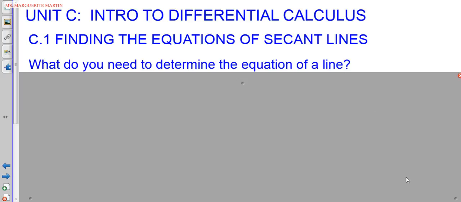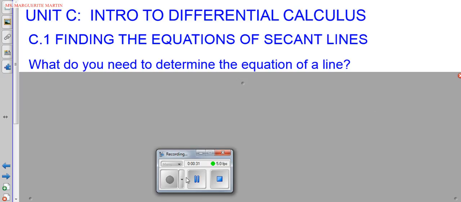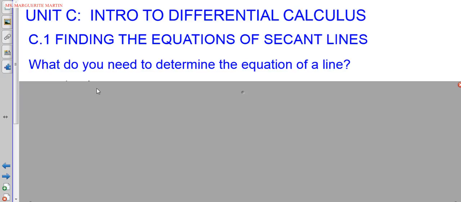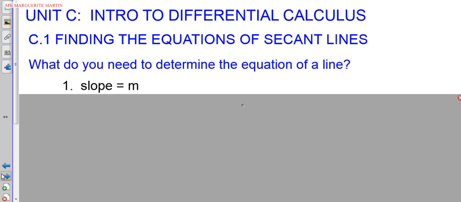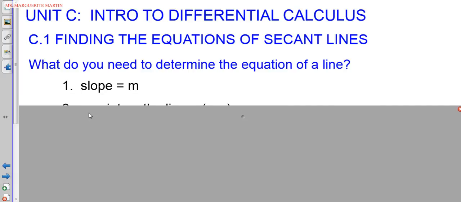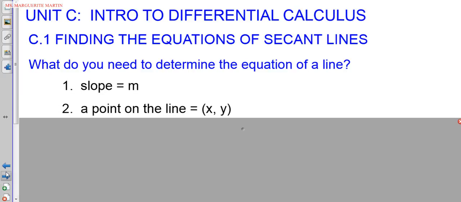What do you need to determine the equation of a line? Start with, what do you need? You need the slope. We often call it m. And we need a point on the line. It doesn't have to be the y-intercept or any particular point. It's just a point whose coordinates we can call x and y.